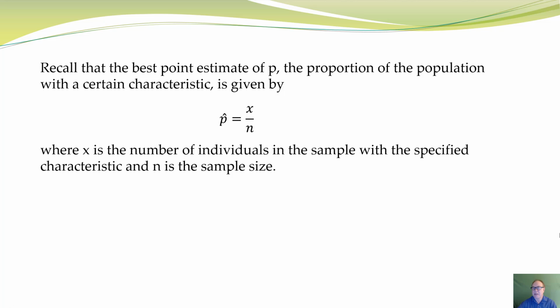Recall that the best point estimate of p, the proportion of the population with a certain characteristic, is given by p-hat equals x divided by n, where x is the number of individuals in the sample with the specific characteristic and n is the sample size.